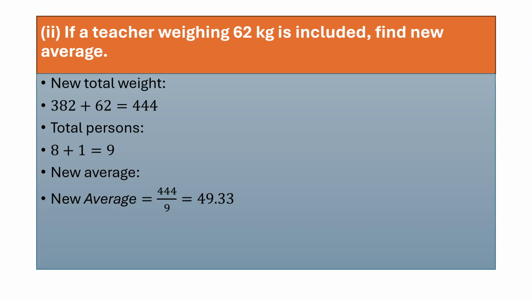What will be the new average? Same method, 444 divided by 9. So you will get 49.33. And what's your final answer, approximate? 49.33 kg.